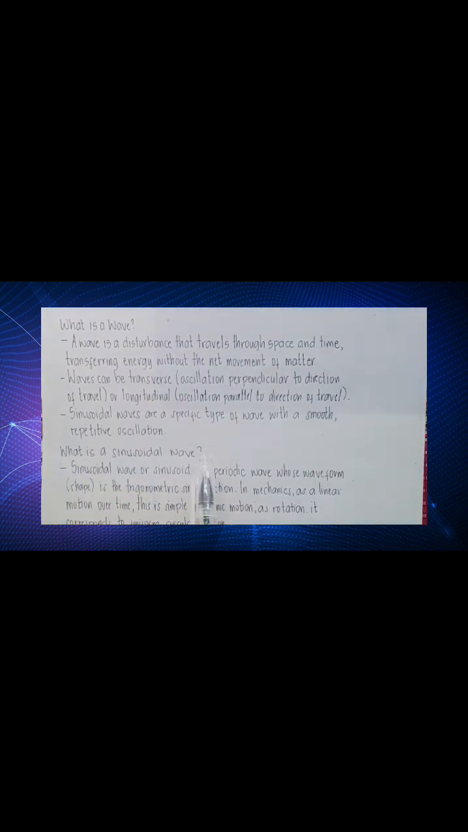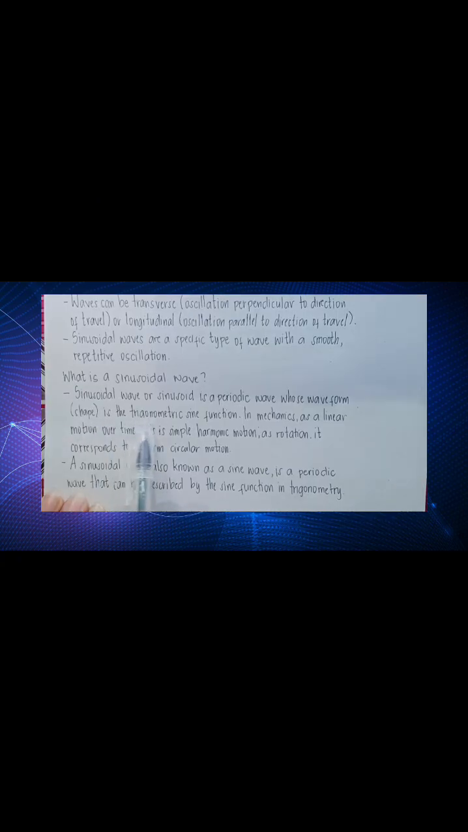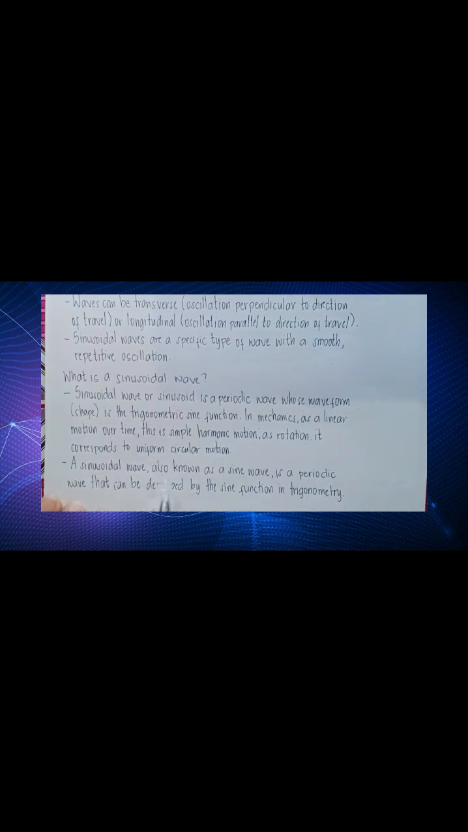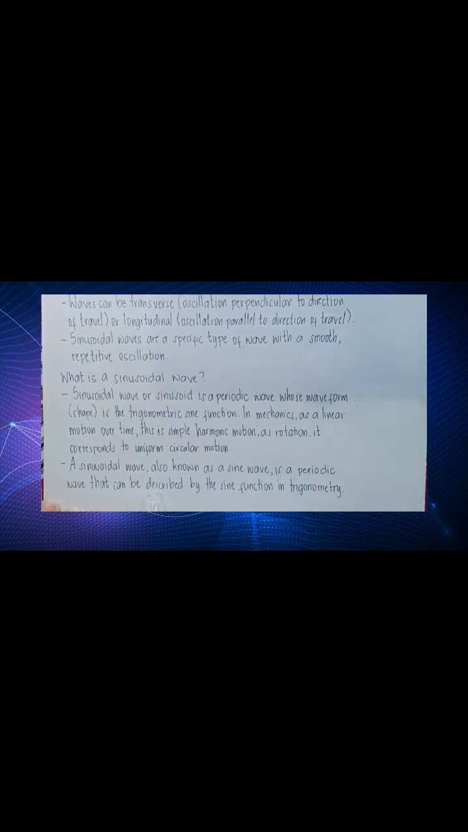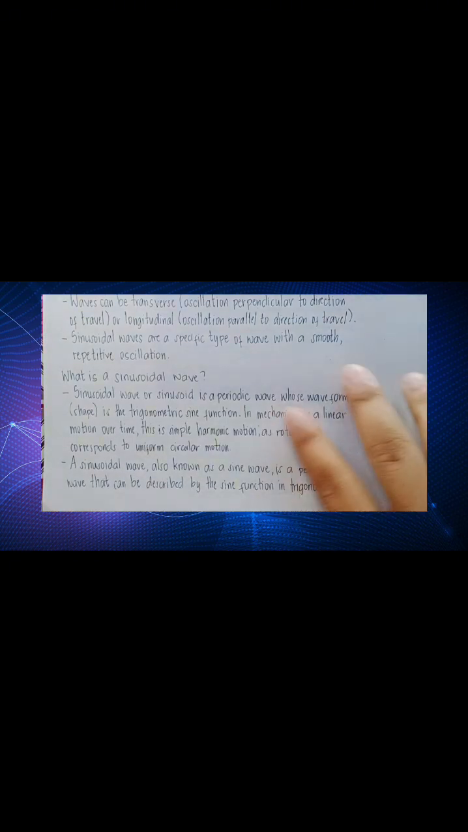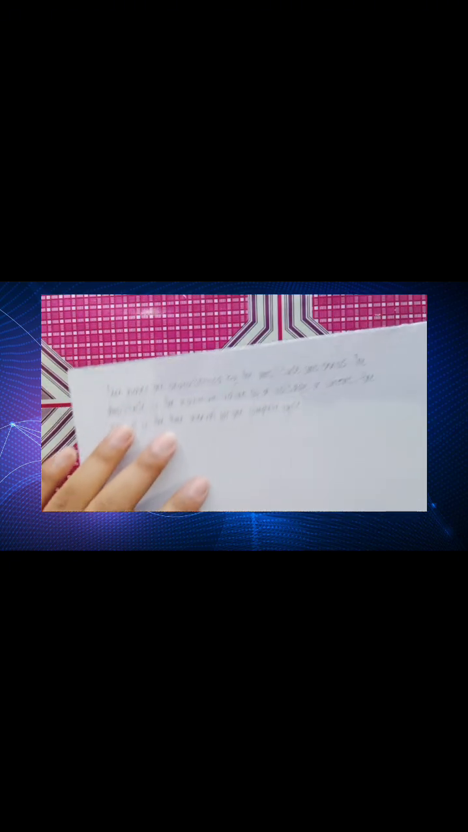What is a sinusoidal wave? A sinusoidal wave or sinusoid is a periodic wave whose waveform shape is a trigonometric sine function. In mechanics, as a linear motion over time, this is simple harmonic motion. As rotation, it corresponds to uniform circular motion. A sinusoidal wave, also known as a sine wave, is a periodic wave that can be described by the sine function in trigonometry. So, next is the sine wave.